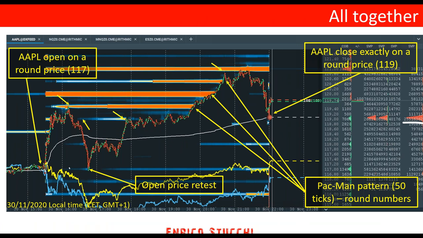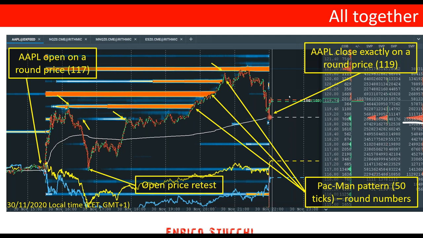Okay, all together, we have more information here. For instance, Apple opens on a round price, 117, opening price retest. Here we have liquidity added. This is fresh liquidity that increases before the price meets this level. So for instance, this is a long-term liquidity that stays in the book since the opening. The same for this level. This liquidity disappears when the price touches the level, and then reappears again. And look at this increase in liquidity. What happens? The price responds to this liquidity going down. Okay, now there is a little bit of movement here, and then the price rises again, and the Pac-Man.